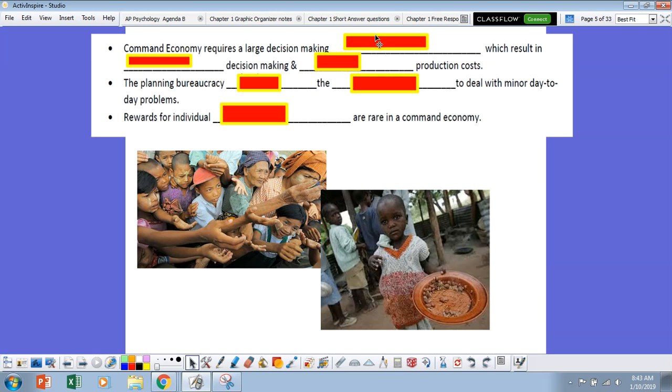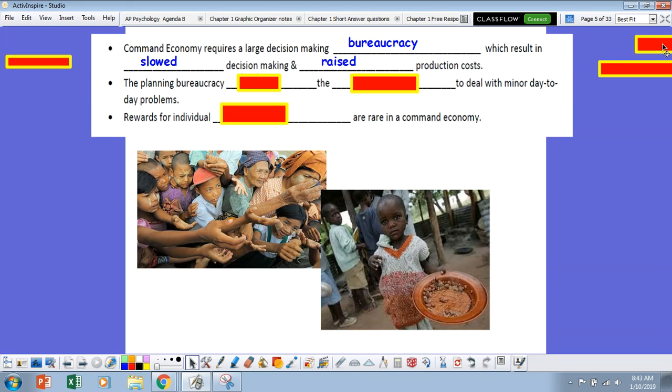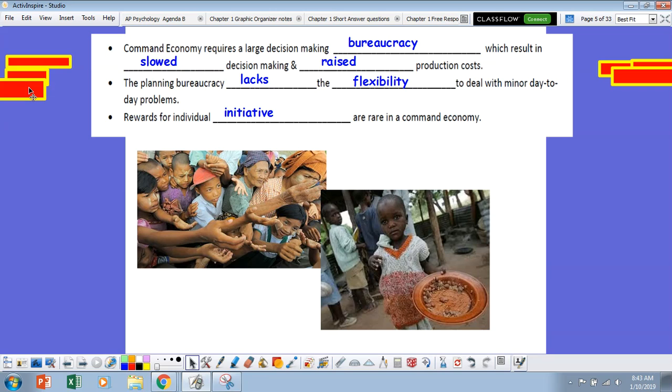Command economies require large decision-making bureaucracies, that's like governments, which result in slow decision-making and also raised production costs. So it's not something where you're looking at efficiency by any means. Planning bureaucracies for the most part lack the flexibility to deal with minor day-to-day problems, and hence some things may go unresolved for a long period of time. Rewards for individual incentives or initiative are rare. So if I have a creative idea, if I'm a hard worker, I'm rarely ever going to be rewarded for those kinds of things.